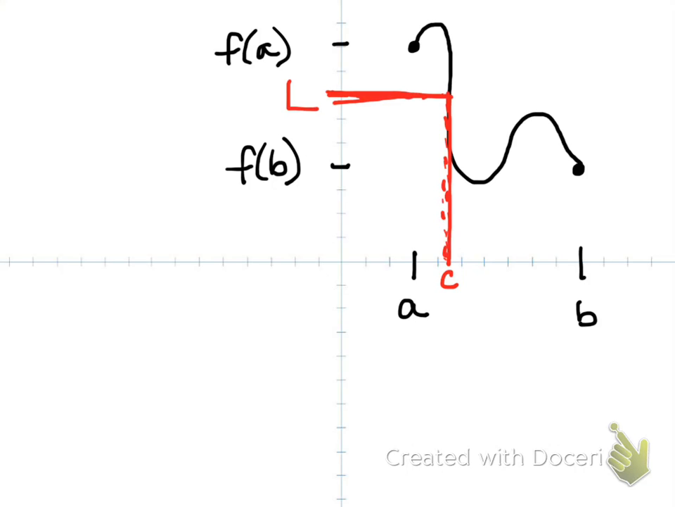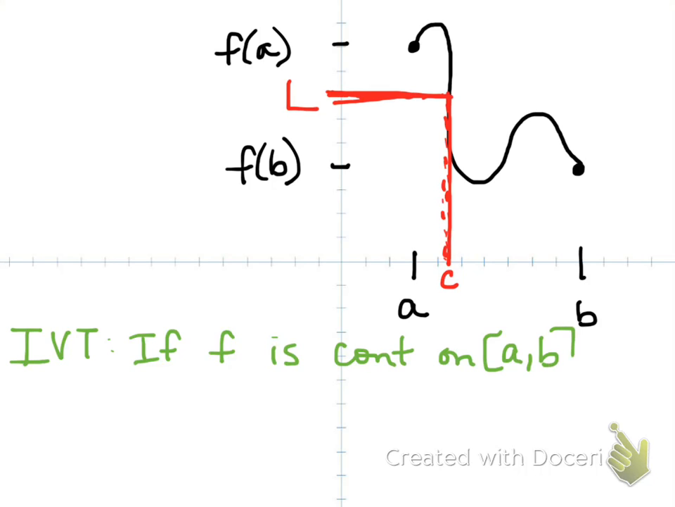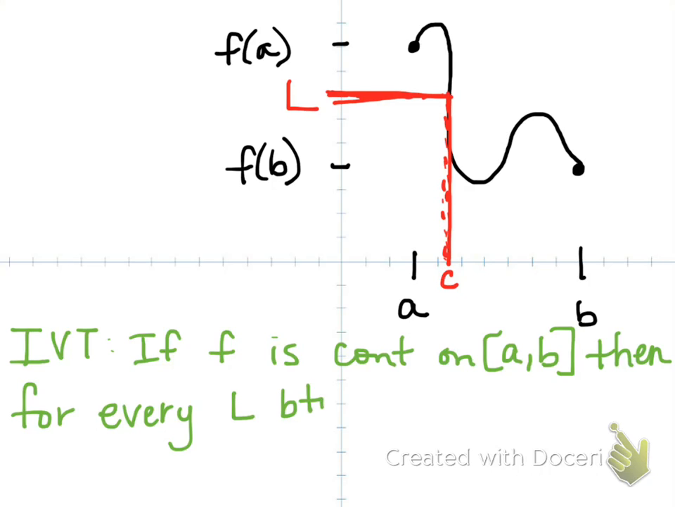So let's actually write the statement of the intermediate value theorem. Okay, so the intermediate value theorem says if f is continuous on the interval from a to b, that was our assumption that we started out with, then for every L between f of a and f of b, that's this guy right here, every y value between f of a and f of b.